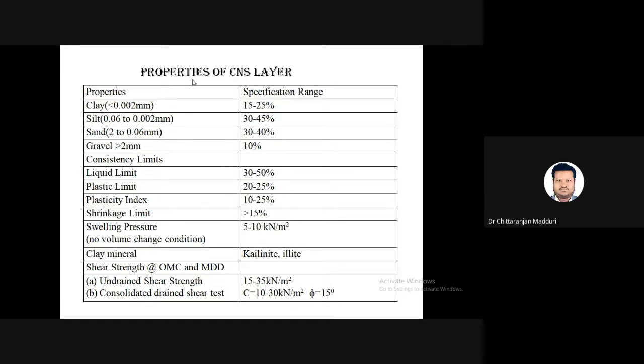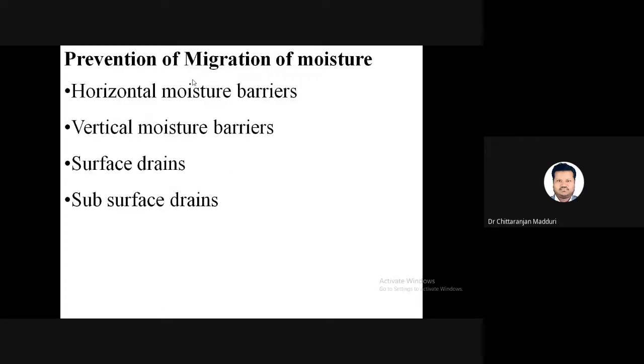The shear strength of the CNS layer at optimum moisture content and MDD is 15 to 35 kN per meter square. In the consolidated drained shear test, C equals 10 to 30 kN per meter square, and phi equals 15 degrees. With this, there are other points as well.